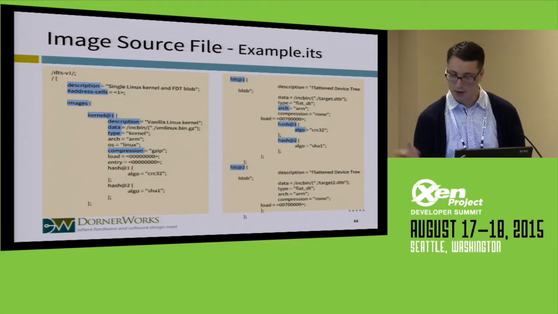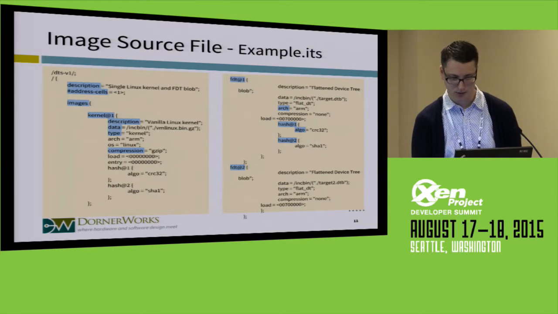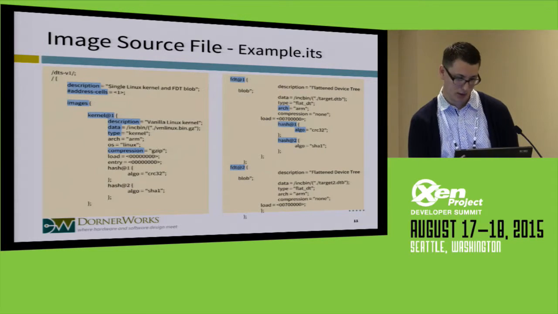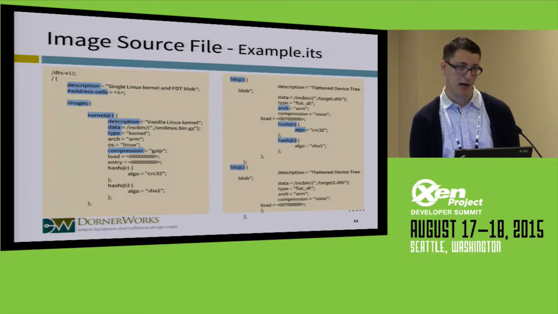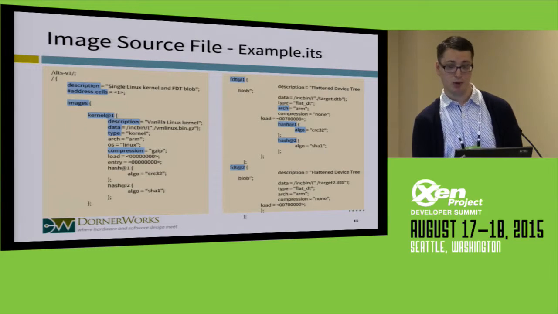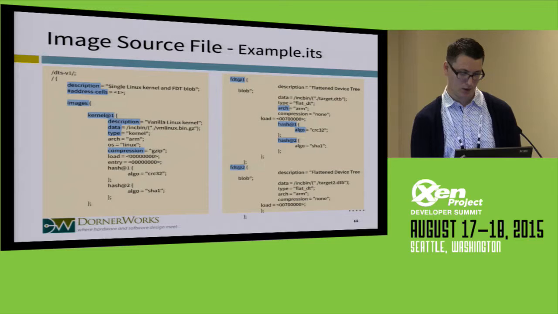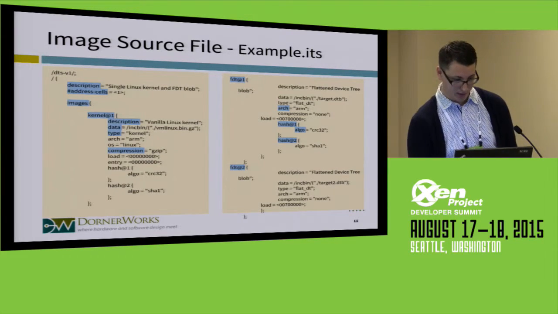There are quite a few fields highlighted. These are required for all images. So that would be a description, which is a human readable explanation of the component. Data, which is just the path to the actual binary file. And there's type, which is the component type, and that can be either kernel, RAM disk, standalone, or flat DT. And then there's compression, and that's obviously the compression method for the components. That could be gzip, bzip2, or none if it's not compressed.